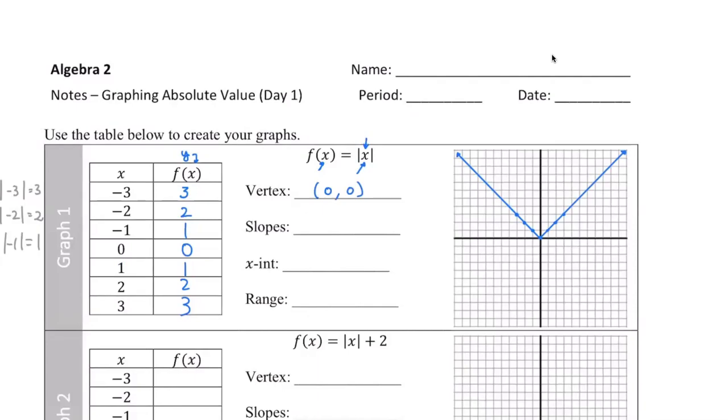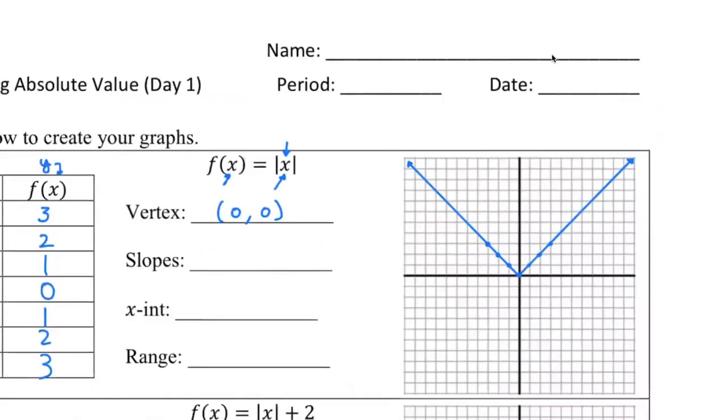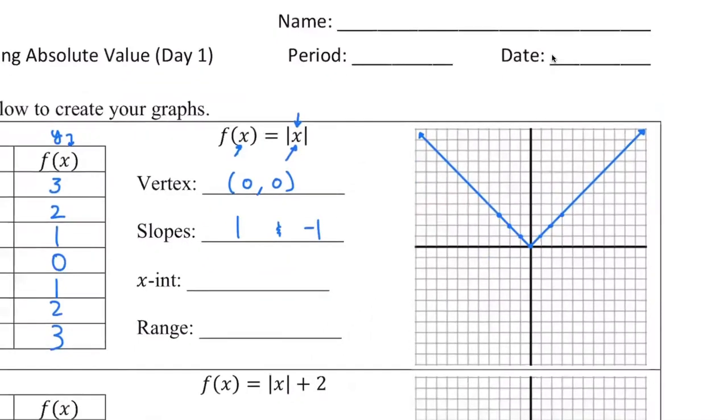Well, you have two lines, and if you count the squares, the slopes are, let's say, 1 and -1. We have two line segments. They have different slopes, so 1 and -1. What about the x-intercept? Does it touch the x-axis? Yeah, it touches the x-axis right here. So therefore, we'll say it is 0, comma 0, which happens to be the vertex.